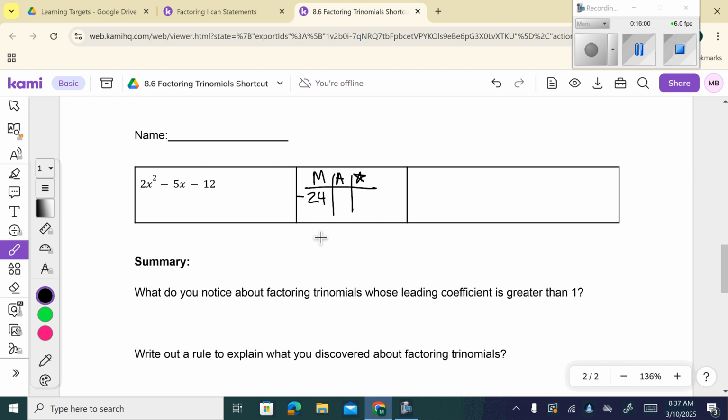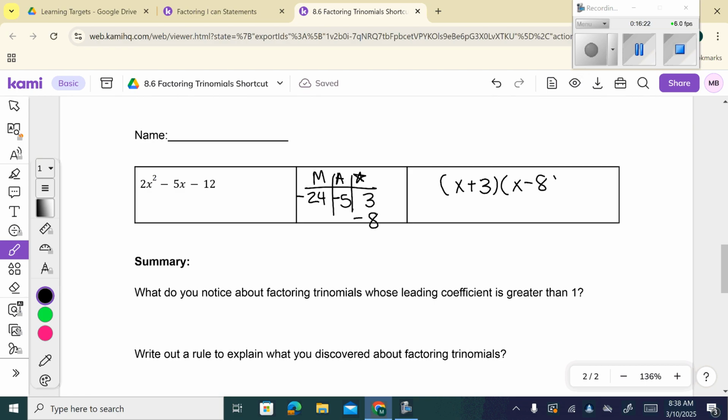What are we adding to? Negative 5. Do not yell it out. All right, come on, what are my numbers? 3 and 8. Okay, y'all, but which one of these needs to be negative? The 8. Okay, so I'm going to have x plus 3, x minus 8.